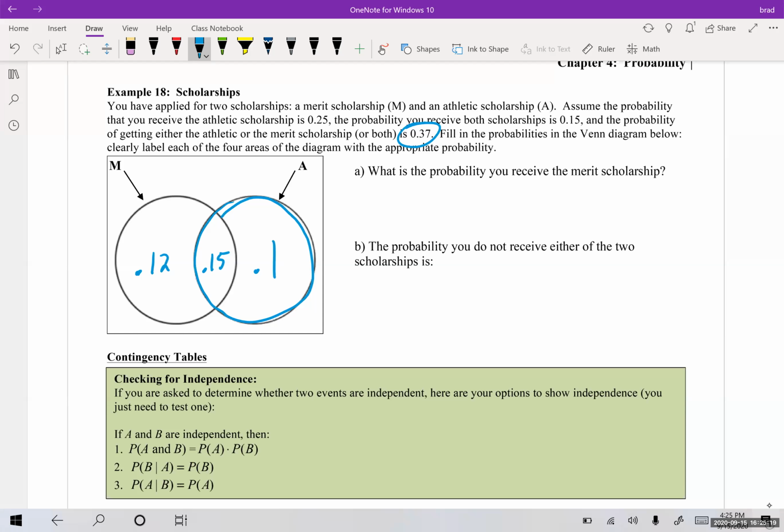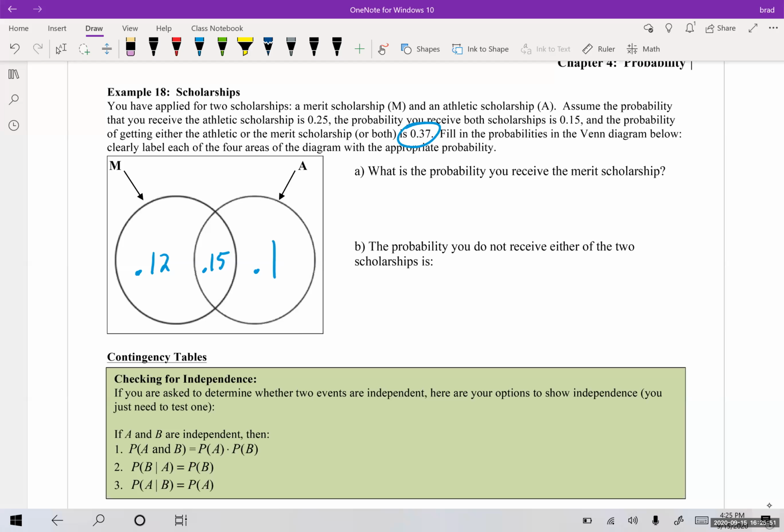But then it says the probability you receive both scholarships is 0.15. So I know this inner chunk right here has to be 0.15, and when you add everything up, it has to be 0.25. I do 0.25 minus 0.15, and that leaves me with 0.1. That's what's left over for just an athletic scholarship, and not both, not also getting the merit.